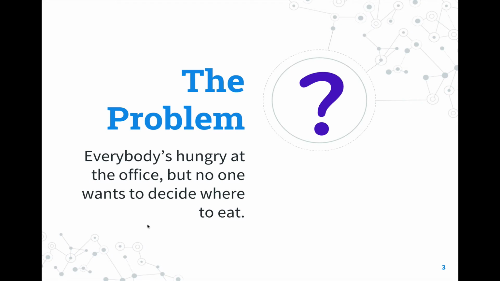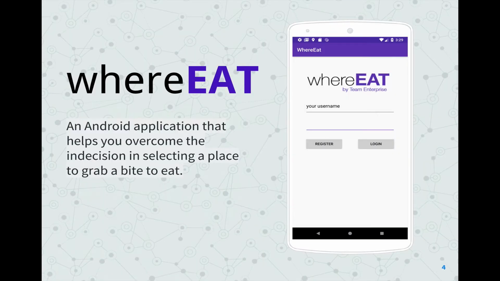The problem that we wanted to solve with this application was that conversation that happens by the water cooler at the office or by the cubicles or between a couple on a couch as they decide, what are we going to have for dinner or what are we going to have for lunch? Everybody's hungry, but nobody wants to make decisions. So we wanted to take away that burden of deciding where to eat with the WhereEat Android application.